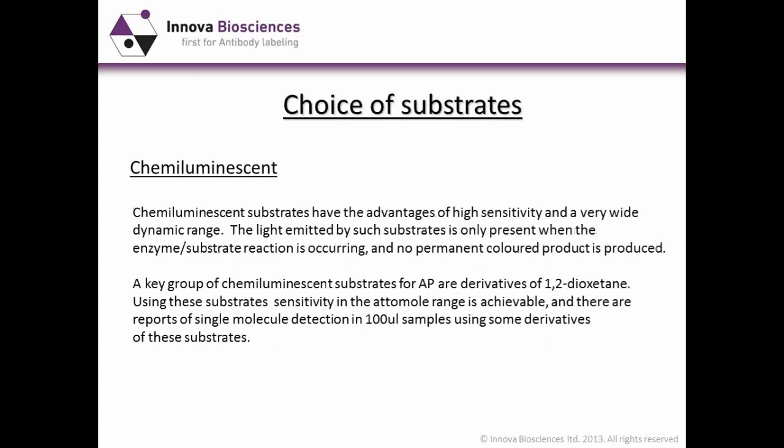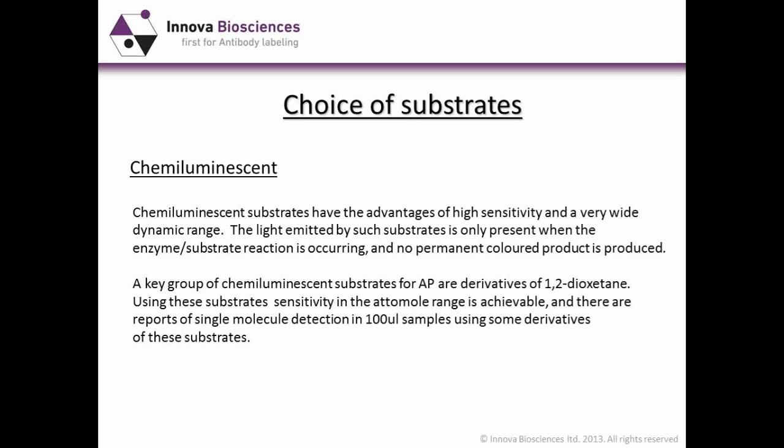The next type of substrate to mention are the chemiluminescent substrates. The key advantage of these substrates are their extremely high sensitivity and also their very wide dynamic range. The light emitted by these substrates is only present when the enzyme-substrate reaction is ongoing, and therefore you don't get any permanent colored product produced. You therefore need specialized equipment to measure the chemiluminescent signal.